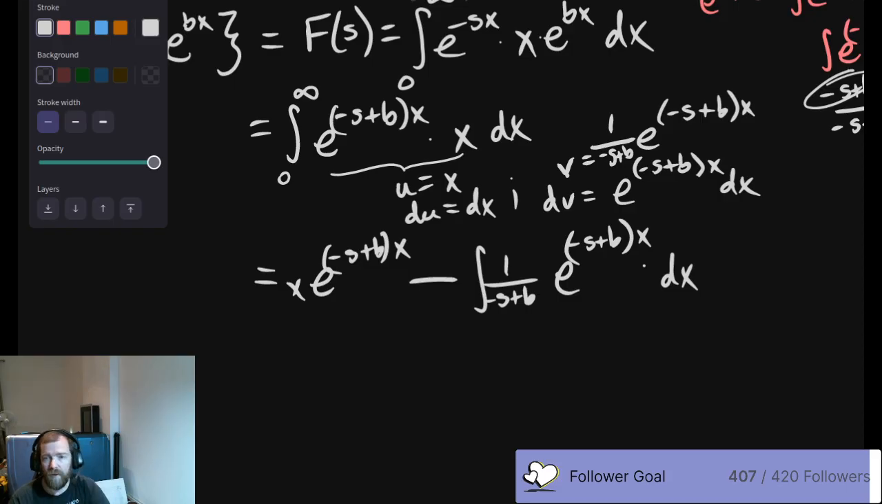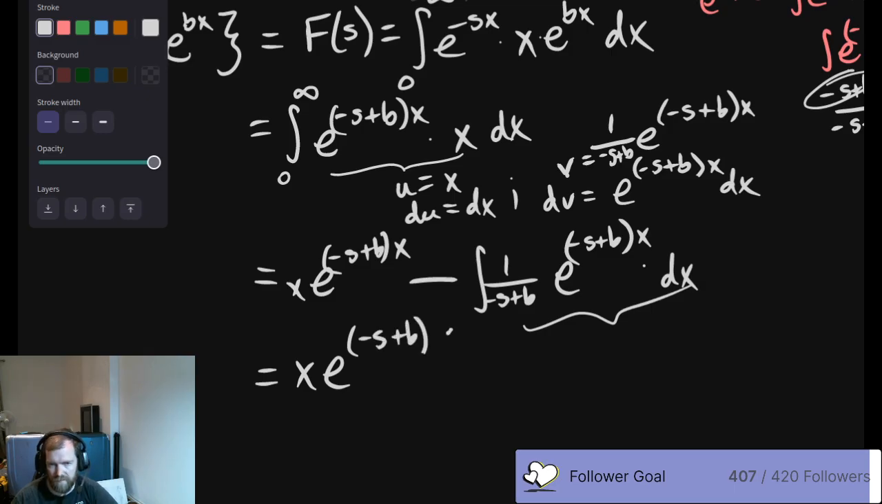Okay, and now we do have the exact integral that we needed up top, or that we had up top. And so this is just going to become x e to the negative s plus b times x. And then here, right, we're going to get the exact same thing. No, sorry. We don't have the integral. We have a 1 dx on the top. So we have to do it again.